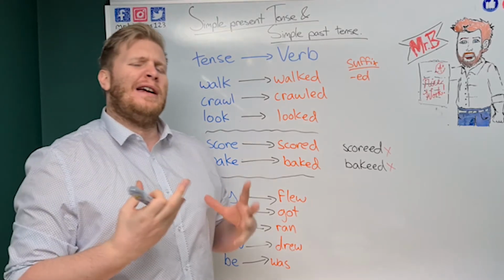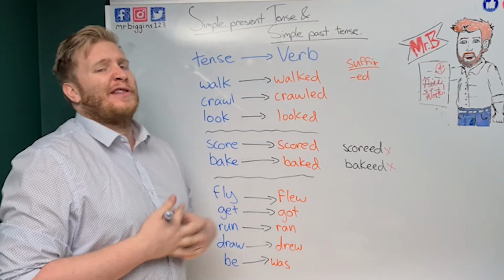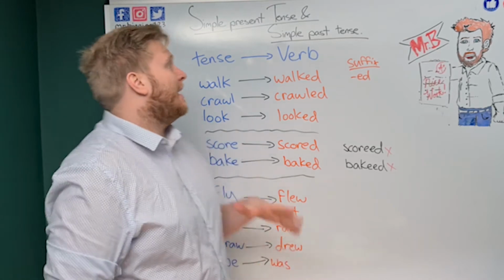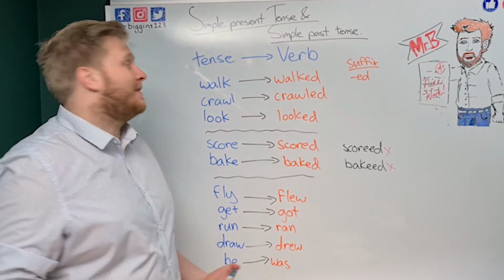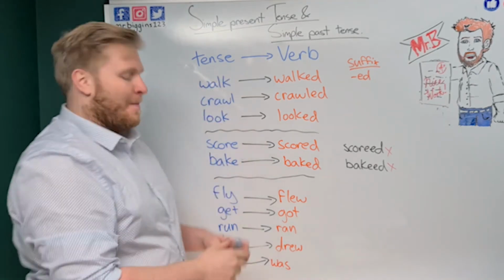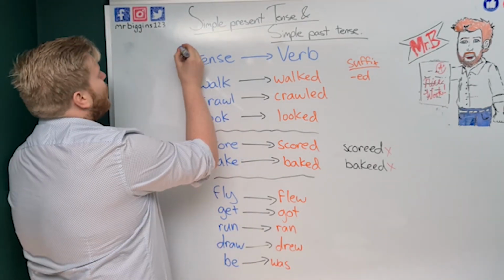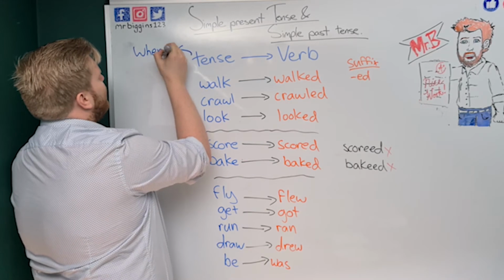There's always really complicated words that mean something that's really quite simple. So we're going to look at today how to write in these two tenses. Firstly, we need to know what a tense is, don't we? So a tense basically tells us when something is happening.